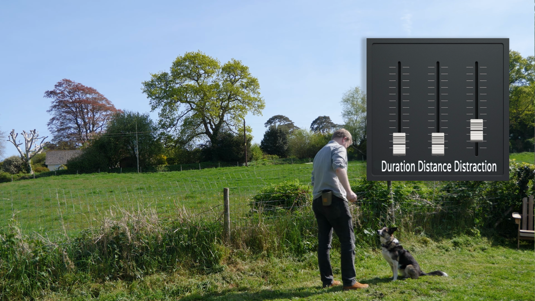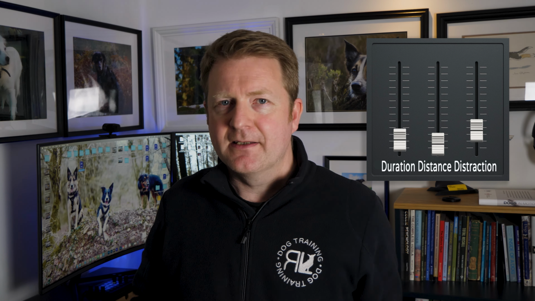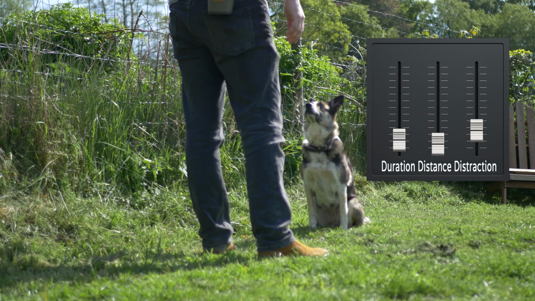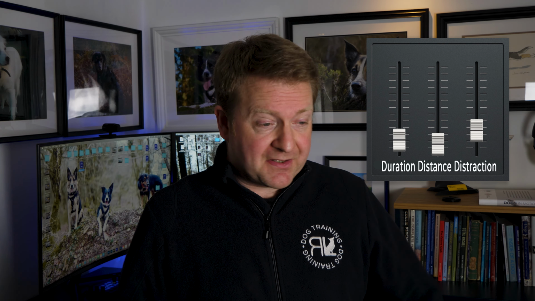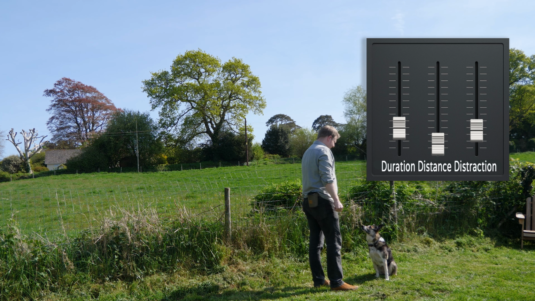Okay, so now I'm going to slowly bring up this duration fader. So this is going to go up to 2 seconds. So I'm going to ask my dog for a sit, I'm going to count to 2, and then I'm going to say good and give my dog a treat. That was successful, so I'm going to go to 4 seconds. Okay, so I'm going to build this up to 8 seconds, up to 10 seconds.